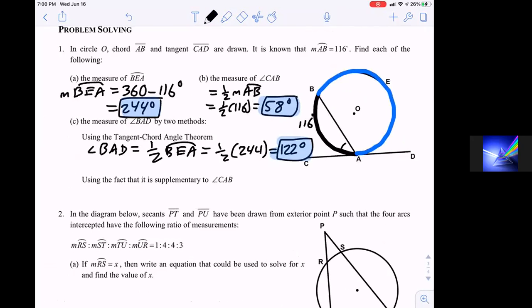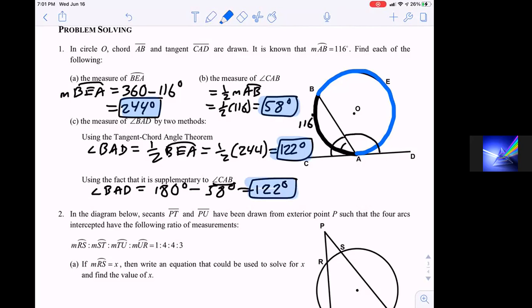Now, using the fact that CAB right here is supplementary to BAD, we can know that angle BAD is simply 180 degrees minus angle CAB, which was 58 degrees. We saw that above right here. And when we subtract those two, again, we get 122 degrees. So we're consistently getting the same answer to show that the theorem works.